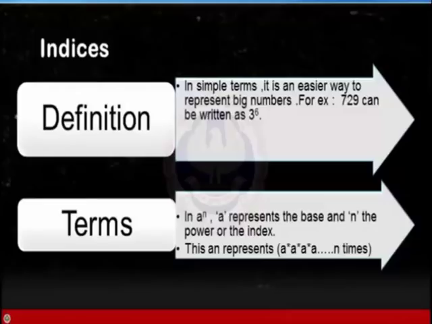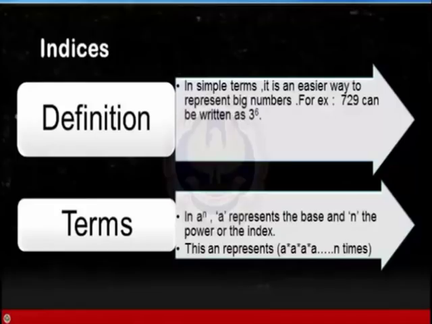Similarly, 8 could be represented in the form of 2 to the power 3. So these are various ways of representing indices. Now, as we read everywhere, we have specific words for terms, like antecedent, consequent. Similarly, in indices, if you have a number written as a to the power n, here a represents the base of the number, whereas n represents the power or the index. So when we say 729 is equal to 3 to the power 6, 3 represents the base and 6 represents the power or the index.